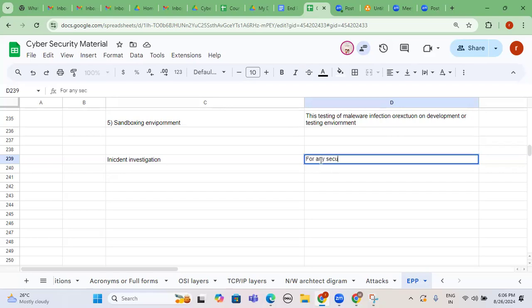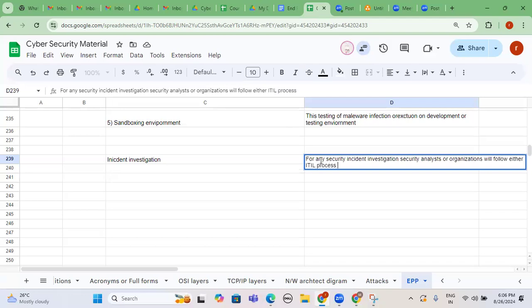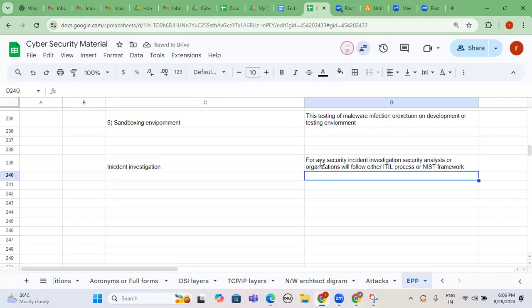For any security incident investigation, security analysts or organizations will follow either the ITIL process or the NIST framework. We have a separate session for this, where we will define a couple of process-oriented topics, like what the incident lifecycle management process is, what the change management process is, what a problem statement is, what a solution statement is, what a brainstorming session is, what fishbone analysis is, and what 9M analysis is. All those we can discuss as part of our ITIL process.